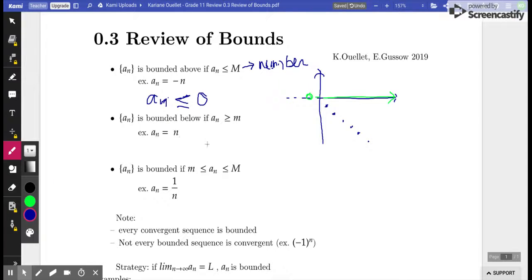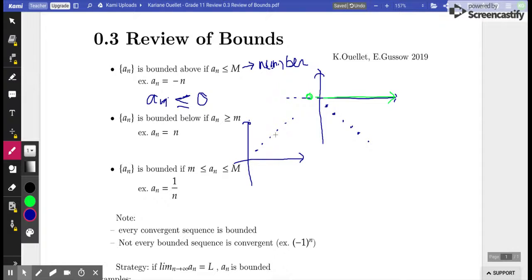Now we've got the other definition that says a sequence is bounded below if a_n is greater than or equal to small m. We use small m for the lower one and big M for the upper one, just because it makes sense. So again, if I go ahead and draw the sequence a_n equals n, it is just 1, 2, 3, 4, 5, 6 until infinity. So again, being a little bit creative here, these are all the points of the sequence.